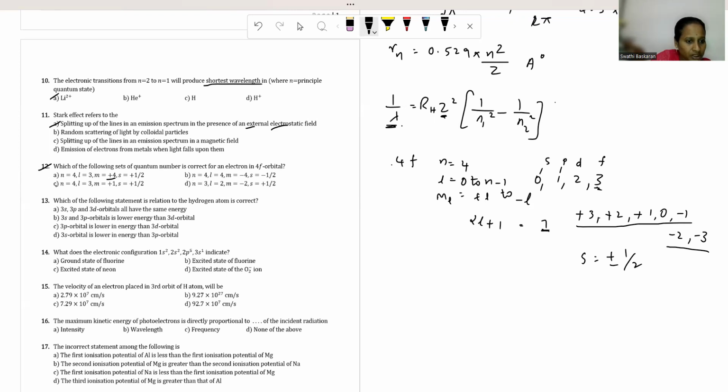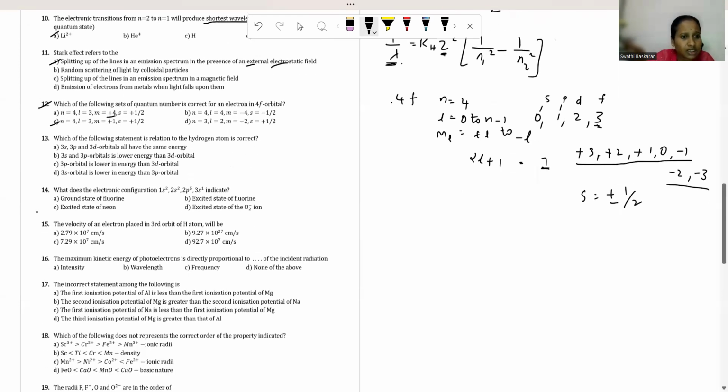Now coming to option C. In option C, n is equal to 4, correct, L is equal to 3, correct, and M can be plus 1, yes, because it ranges from plus 3 to minus 3. So M is equal to plus 1 is correct, and spin plus half is also absolutely correct, and option C is correct. Now just have a look at the fourth option. n cannot be 3 if it is a 4f orbital. So option D is also incorrect. So which option is correct, students, for the 12th question? Option C.